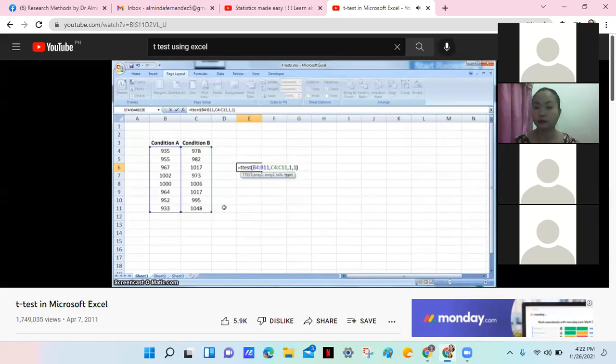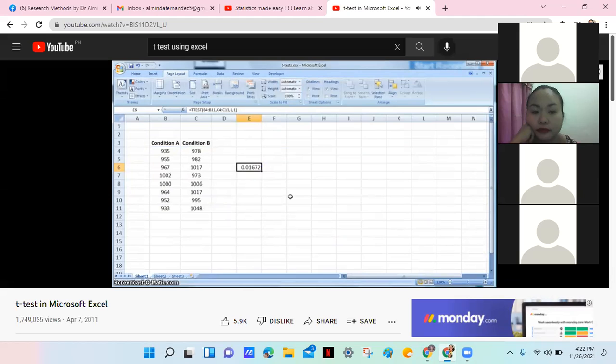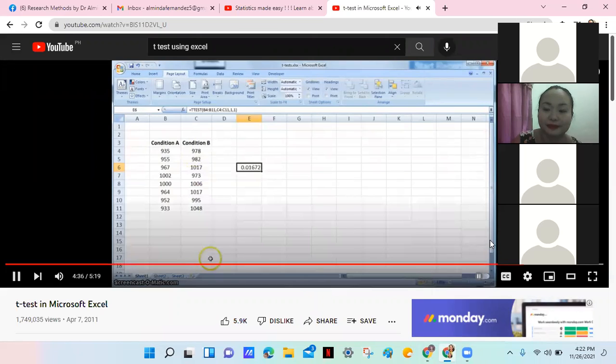Now we close off the brackets and hit return. And now Excel has computed a value of 0.01672. This is your probability, your p-value. So in psychology we use a criterion of p less than 0.05. So our value here is less than 0.05. So that says that the difference between these two conditions is significant at the 0.05 level.